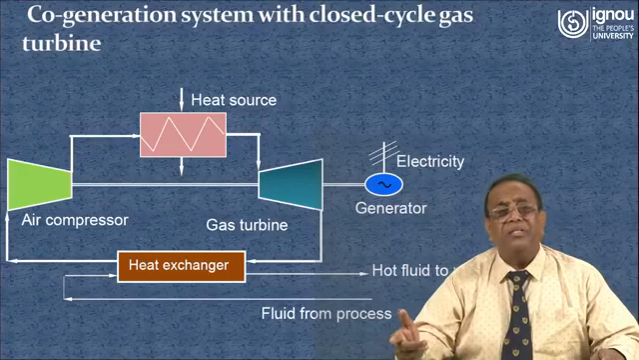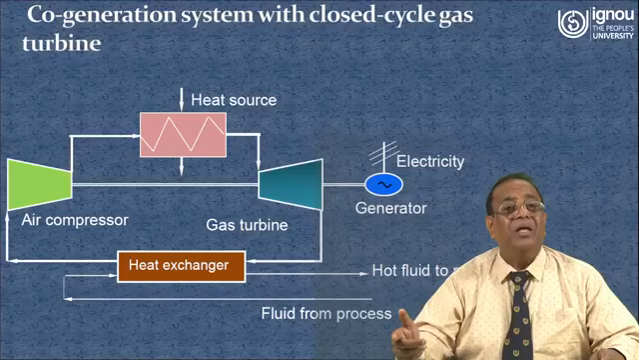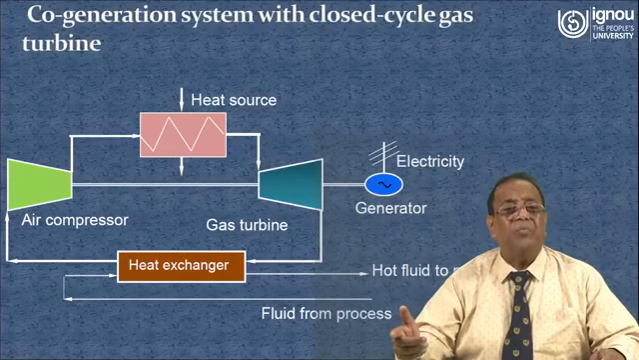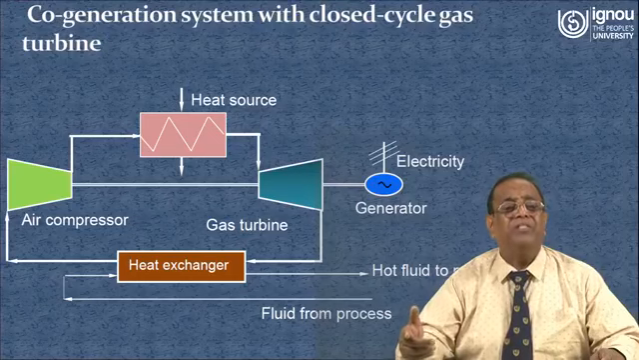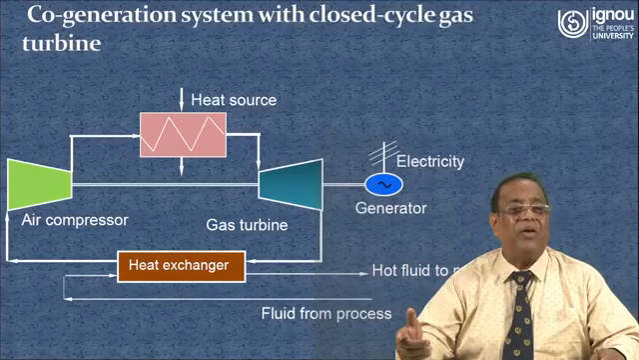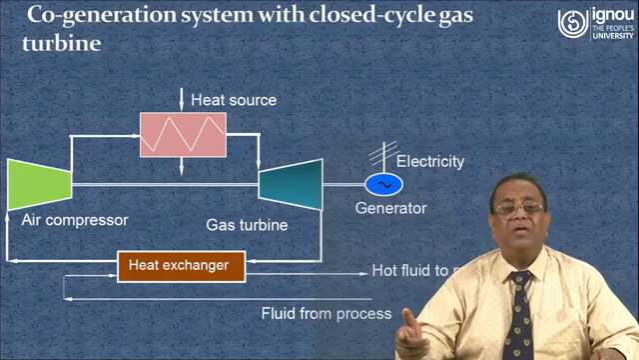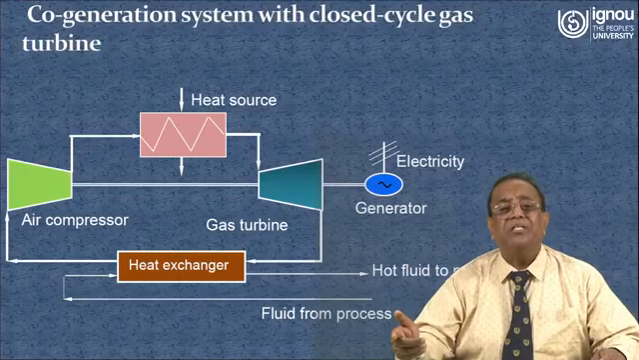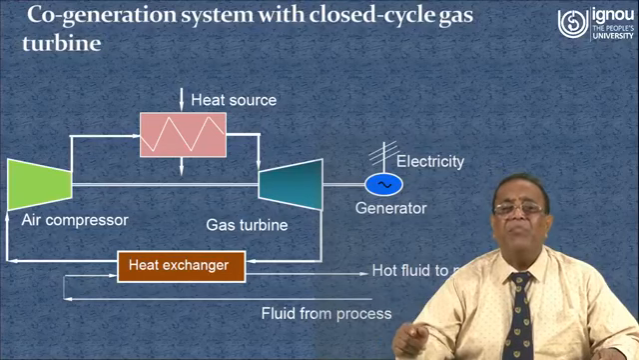After that, the gas coming out from the gas turbine enters into the heat exchanger, and in the heat exchanger the heat in the hot gases coming out from the gas turbine is given out to the fluid coming from the process industries. Actually, that fluid is being heated by the heat available within the hot gases. So, we are utilizing the heat in the hot gases coming out from the gas turbine, and the hot fluid after taking heat from the hot gases is sent back to the process industries for their processes.